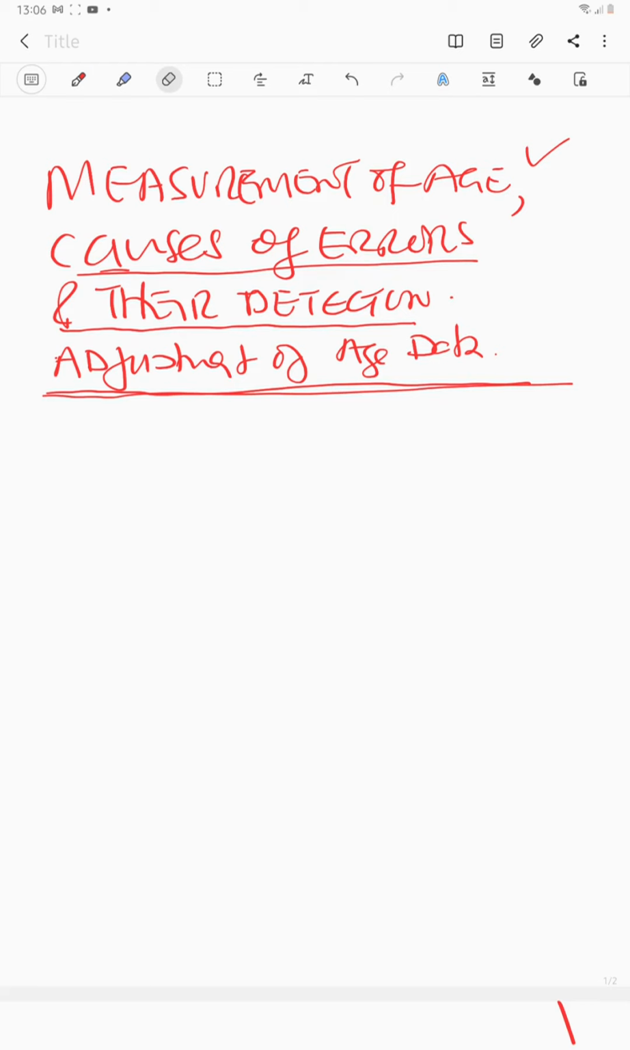Now, another way that we can look at is when measuring population, we always have errors that are associated with the population.